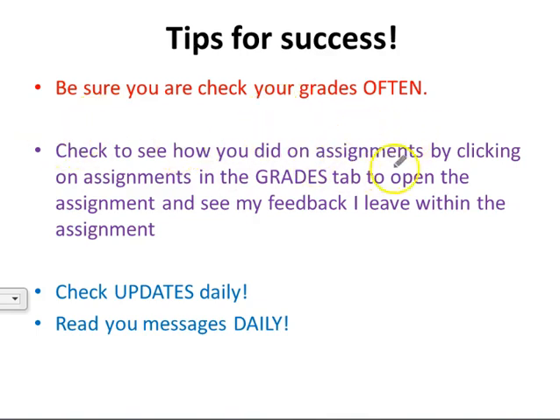Also make sure you're seeing how you did on the assignments, actually clicking on the assignments in the grades tab after they've been graded to see specifically what you got right and what you got wrong, and read the feedback that I leave within the assignments. Last but not least, make sure you're reading through the updates daily. I don't always post to updates, but when I do, it's important info. So when you log on to Geometry, you're already going to land on the updates page. So just scroll and see if there's anything new you need to read. And then make sure you're checking your messages in Schoology and your emails daily so that you can see any communication from me.